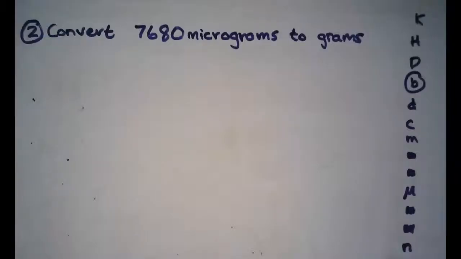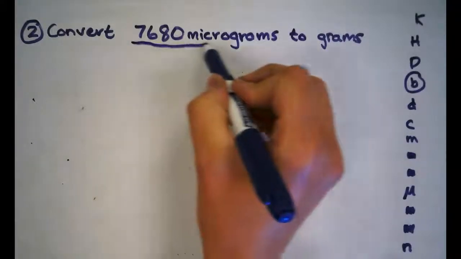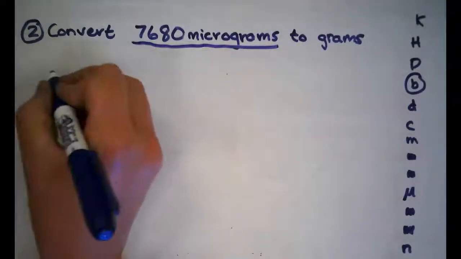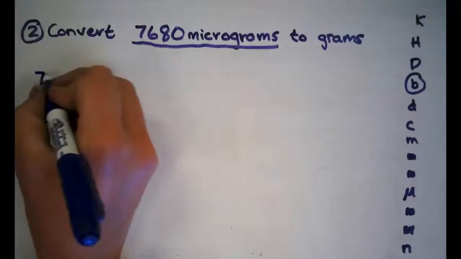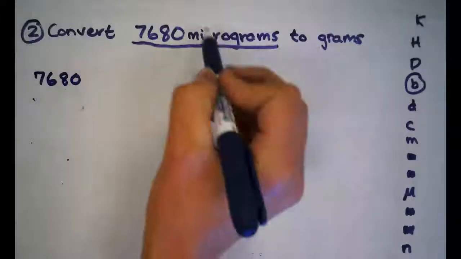Okay, in our second example here, we are going to convert 7,680 micrograms to grams. So we're going to start out by identifying our given value and unit, 7,680 micrograms. And I'm going to write that all the way to the left-hand side of my paper, 7680. And then I want to abbreviate this unit.